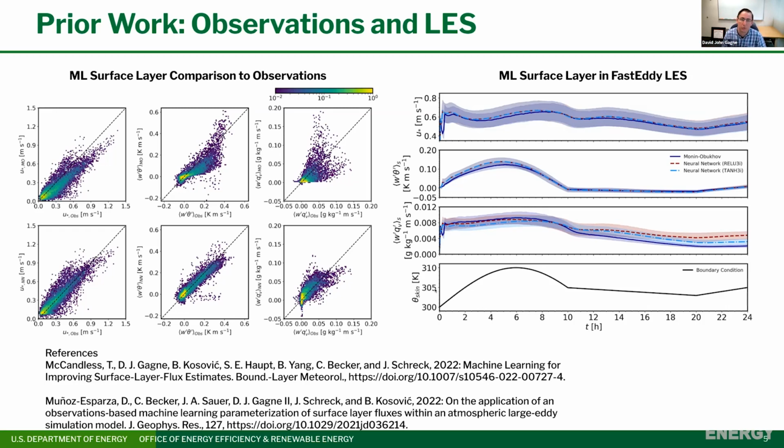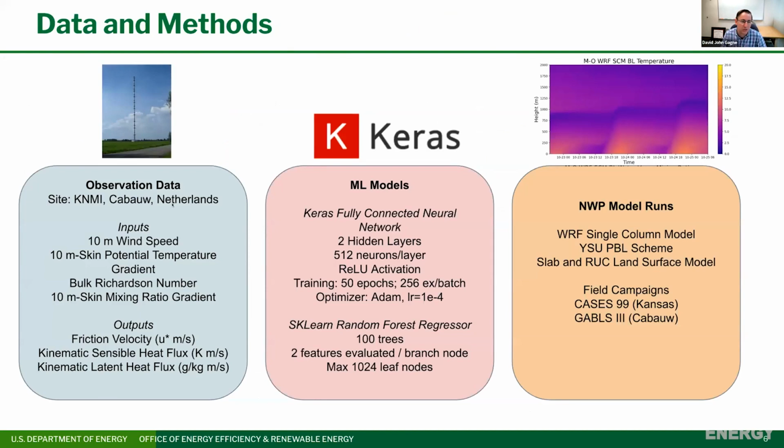So for this particular project, we started with observation data. For the models we're showing here, we trained them off of the KAMI tower in Kabah. We use four inputs to each of the neural networks that predicts each flux: 10 meter wind speed, the 10 meter to skin potential temperature gradient, the bulk Richardson number, and then the 10 meter skin mixing ratio gradient, which also includes soil moisture as a scaling factor. The outputs of these models are friction velocity, kinematic sensible heat flux, and kinematic latent heat flux.